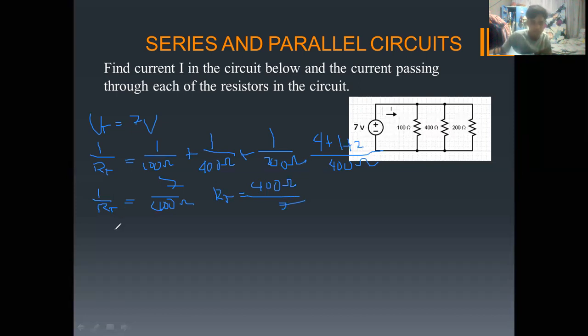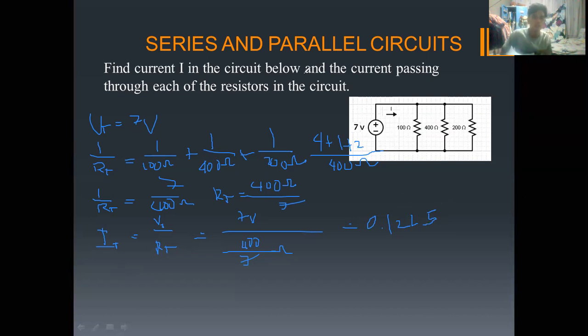So, para makuha natin yung current, given naman na yung volts, I total equal to V over RT equal to 7 volts over 400 over 7 ohms. Equal yun sa 0.1225 amperes. So, ayan.